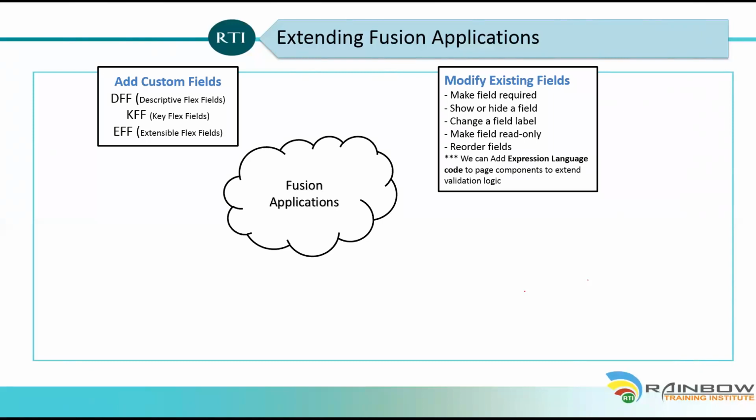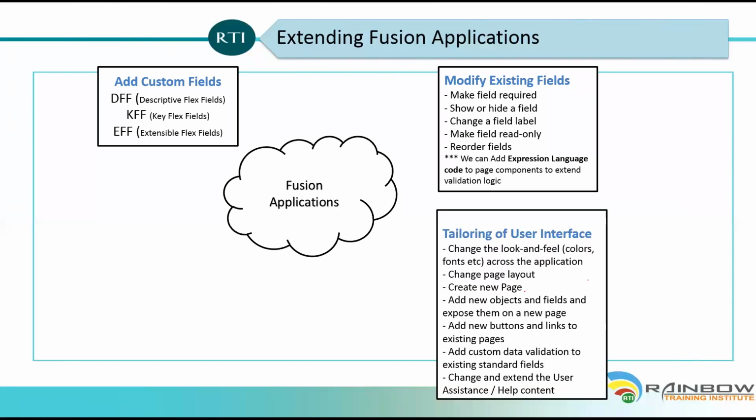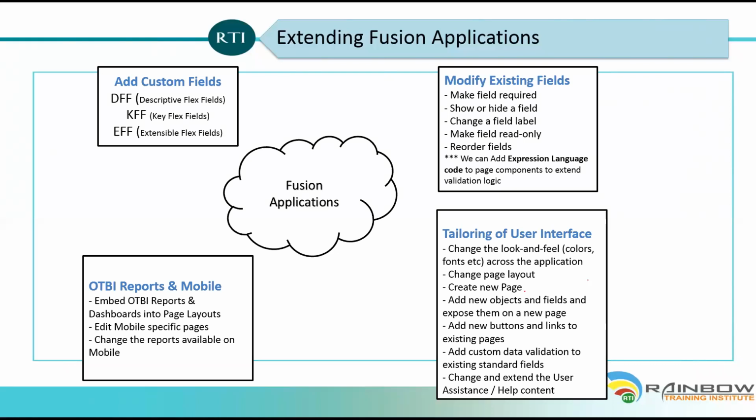Okay, and also we can tailor the user interface in the PaaS model. We can tailor the user interface by changing the page layout, creating new pages, adding new objects and fields and exposing them in the new page, and adding new buttons and links to existing pages. So we can do that on the user interface in the PaaS model.